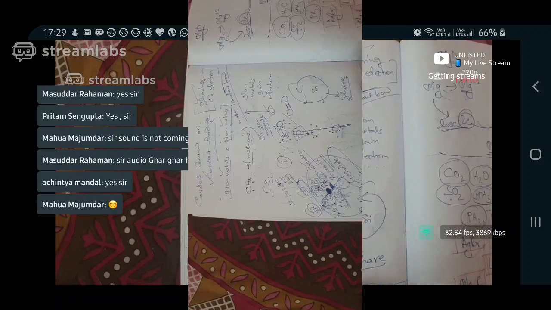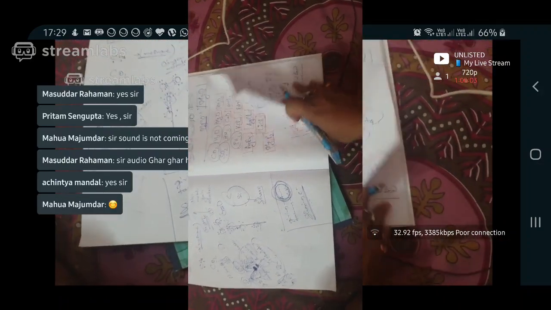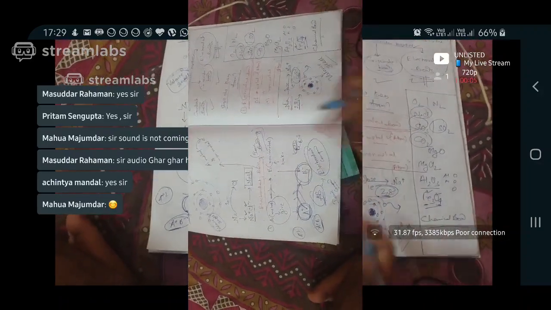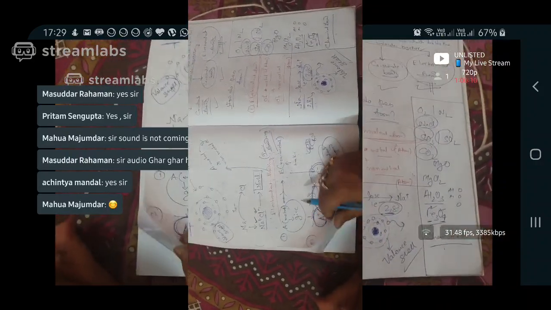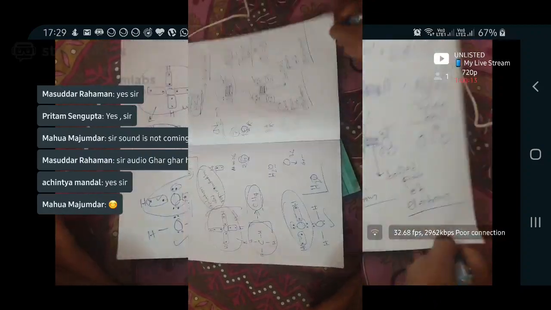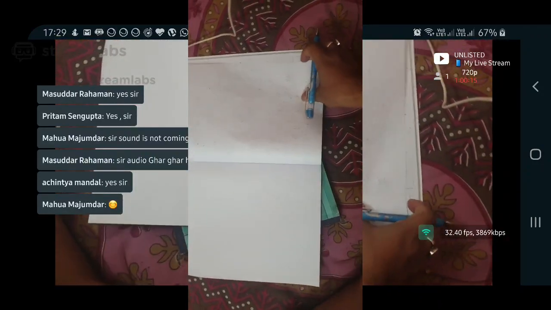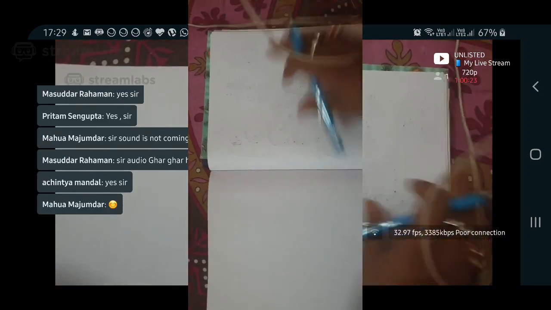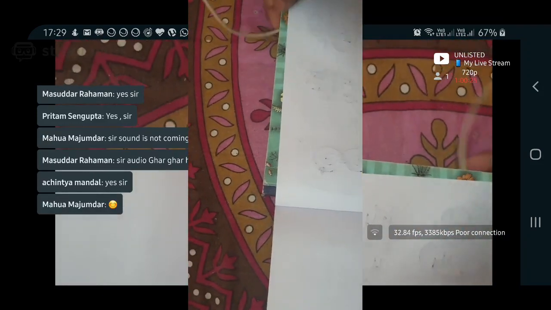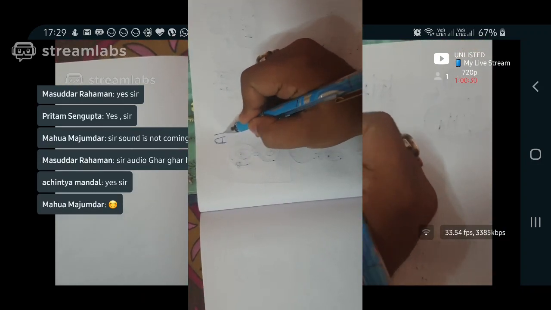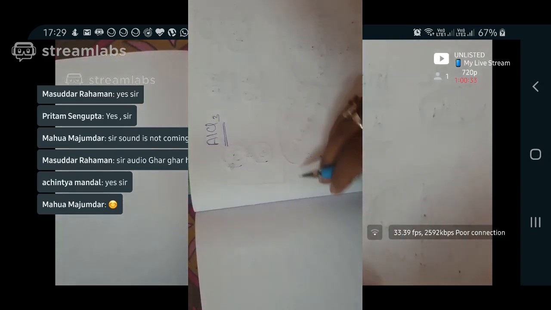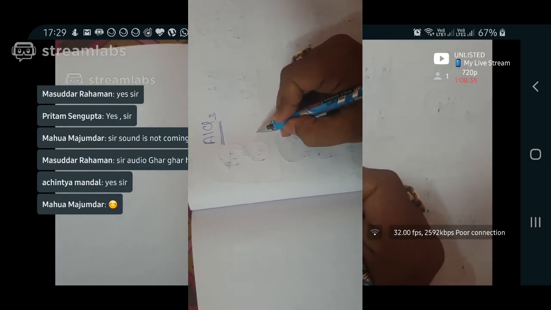Sir, you have done electron dot representations for covalent bonding, but in the case of electrovalent bonding, will there not be electron dot representation? Obviously, there will be electron dot representation. I will show you the electron dot representation of one of the electrovalent bonds. Suppose, let me show you the bonding of AlCl3. How to do electron dot representation?